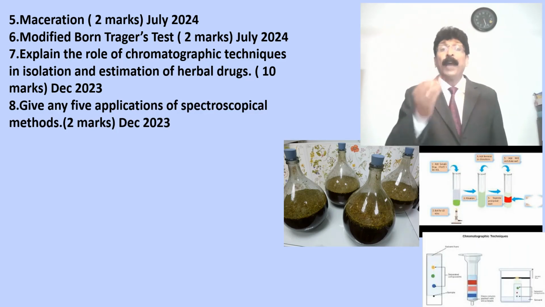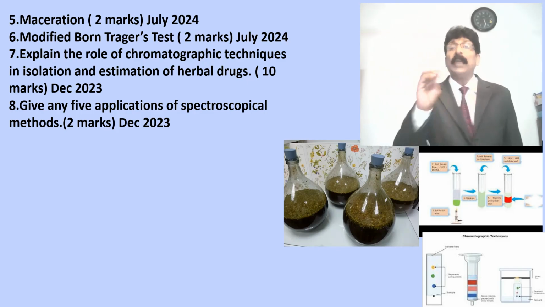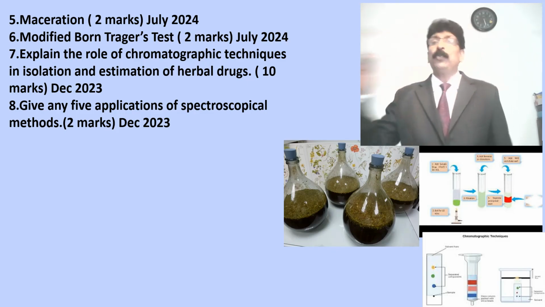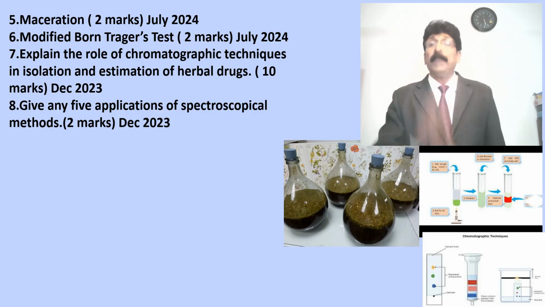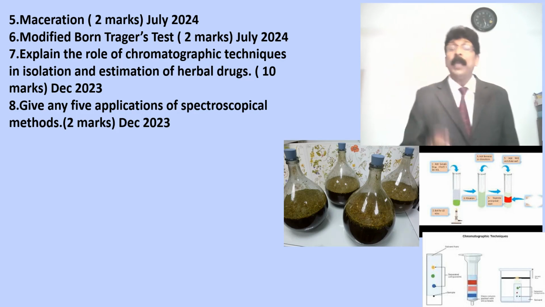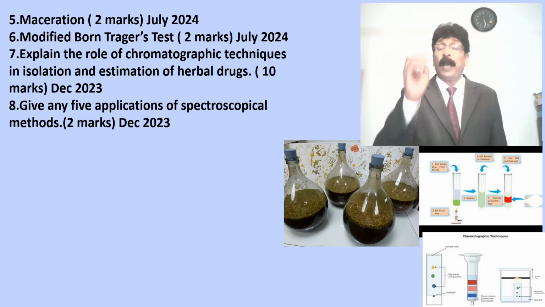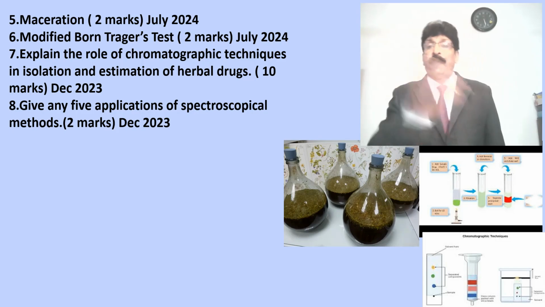Give any 5 applications of spectral methods, a 2-mark question. If you simply write the application of UV to herbal drugs, it will not be useful. You must say which drug, at what nanometer, and what type of absorbance has been used in the detection by UV spectroscopy, and what type of application IR spectroscopy can have for a herbal drug to find out a functional group.